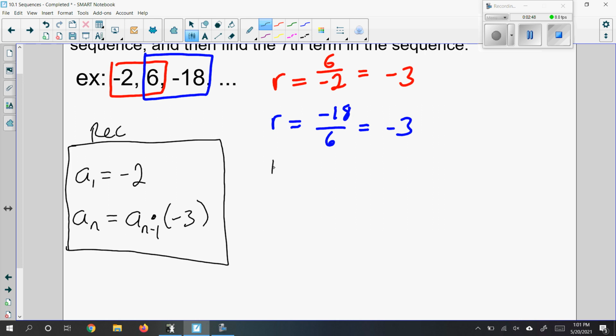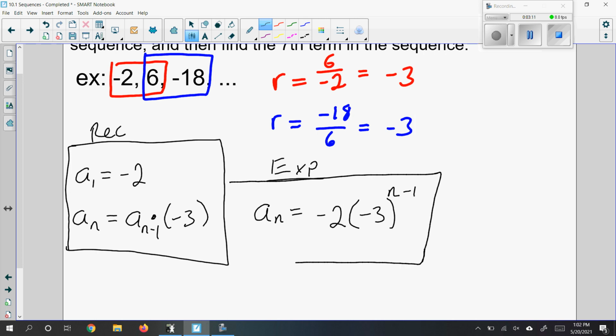Now let's look at the explicit formula. The explicit formula is a sub n is equal to a sub 1, which in this case is -2, times r, which is -3, to the power n minus 1. So this is the explicit formula.